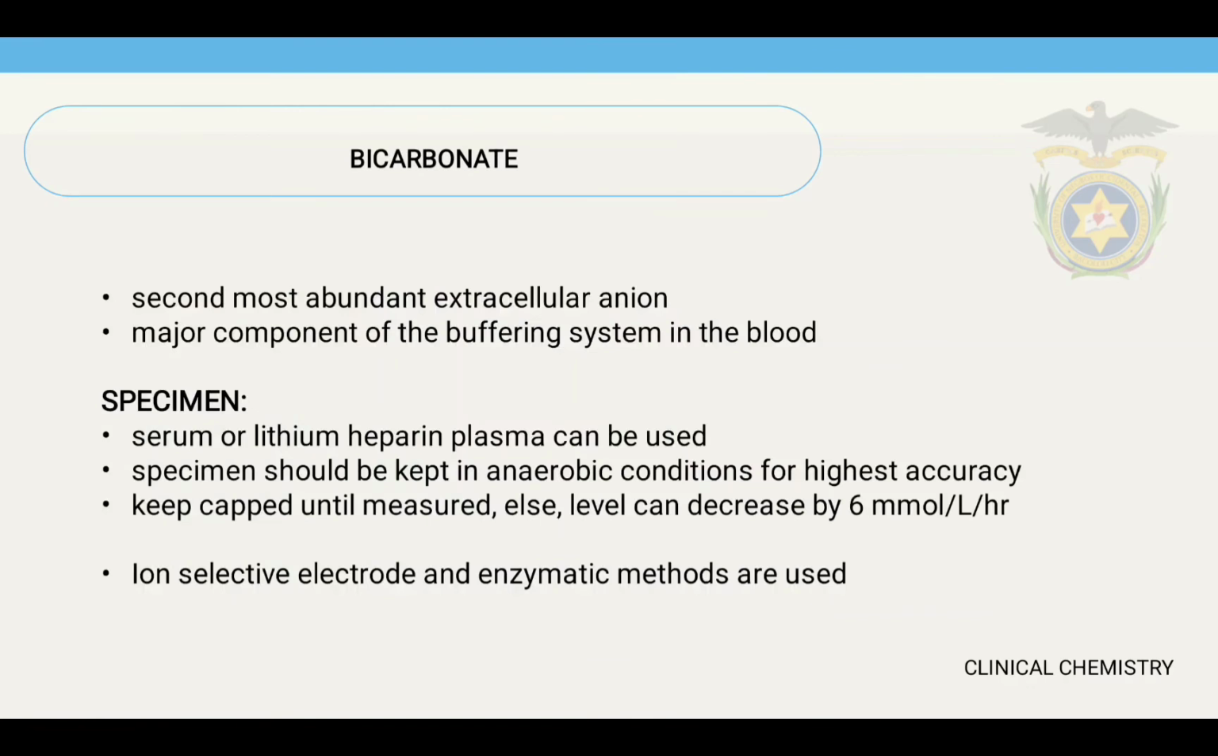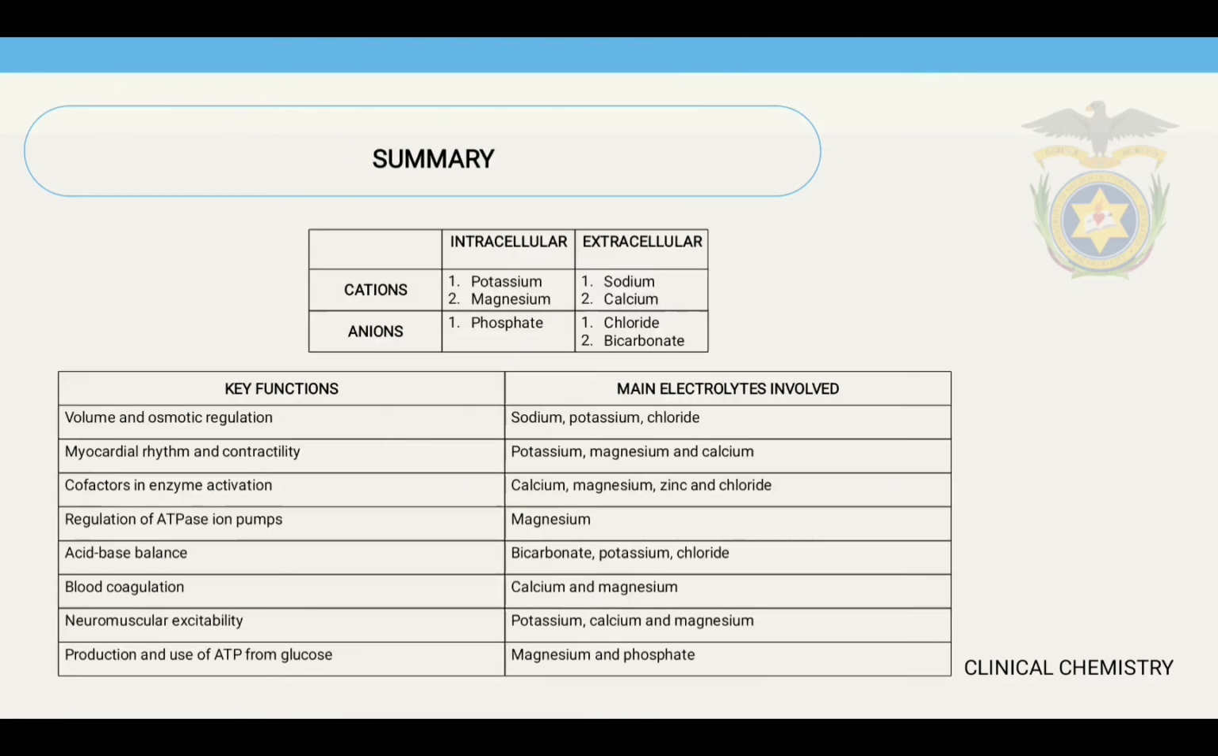Up next is bicarbonate, which is the second most abundant extracellular anion. It is the major component of the buffering system in the blood. The specimen used can either be serum or lithium heparin plasma. Specimens should be kept in an anaerobic condition for highest accuracy, and they need to be capped until measured, else bicarbonate levels can decrease by up to 6 millimoles per liter per hour. Again, an ion selective electrode and enzymatic method can also be used.